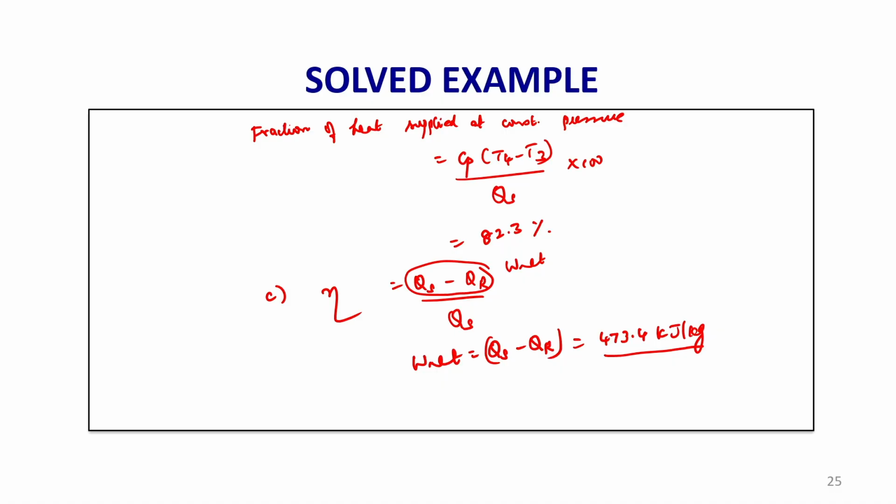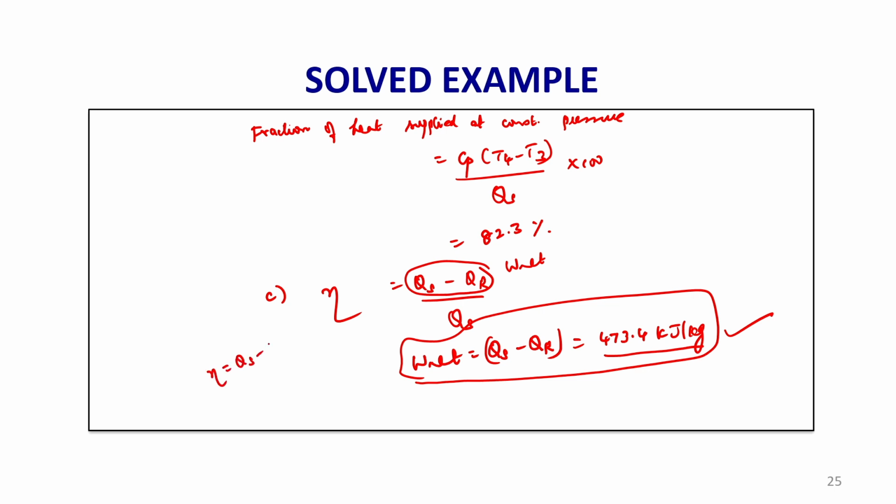So, to summarize this one, though the efficiency is not asked, we can still find out the efficiency using this formula. Only the W net has been asked to find. If anybody is interested, we can find the efficiency also, Qs minus Qr divided by Qs, using this formula or the formula which we have derived. The answer will be the same.